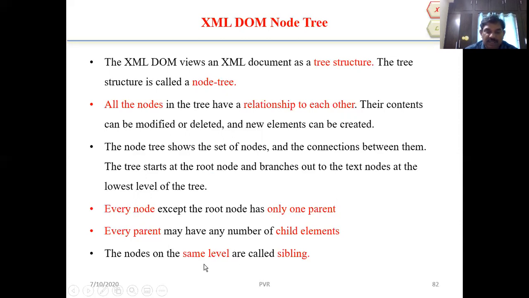The nodes on the same level are called siblings. See, for example, a parent having 3 children. Siblings means either a brother's son or brother's child or sister's child. We can say that they are siblings.